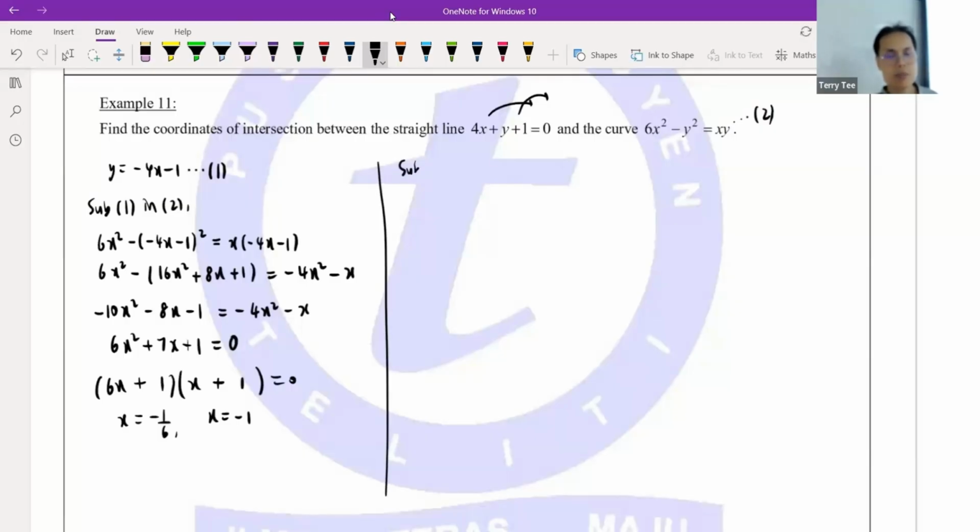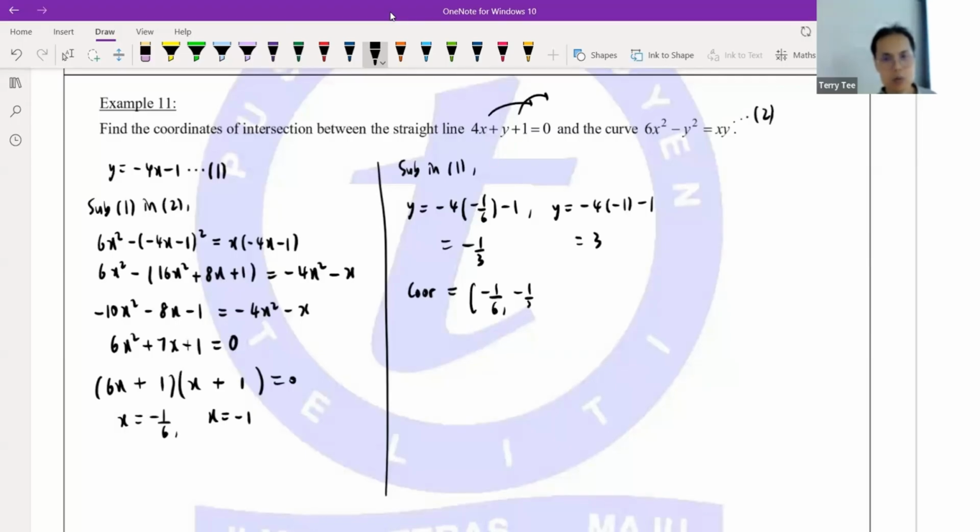We should sub inside equation 1 and find two answers for y. Negative 1 over 6 minus 1, and negative 1 minus 1. So this will give us 2 over 3 minus 1, negative 1 over 3, and the other will be 4 minus 1, which is 3. So for your coordinates, we have to write x followed by y.